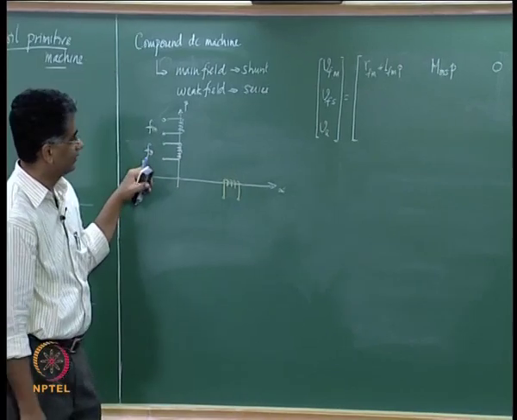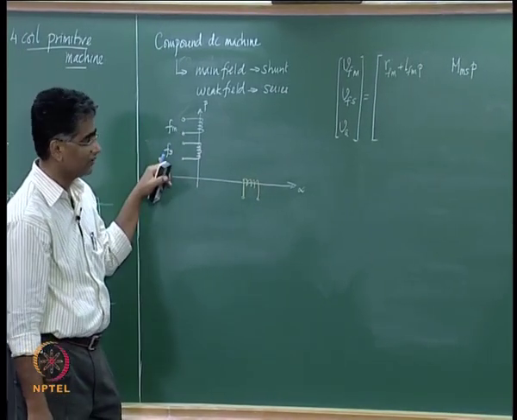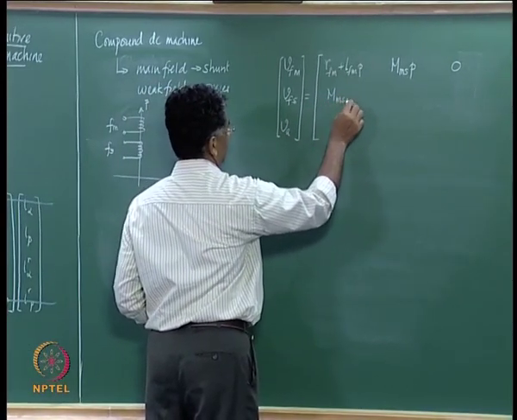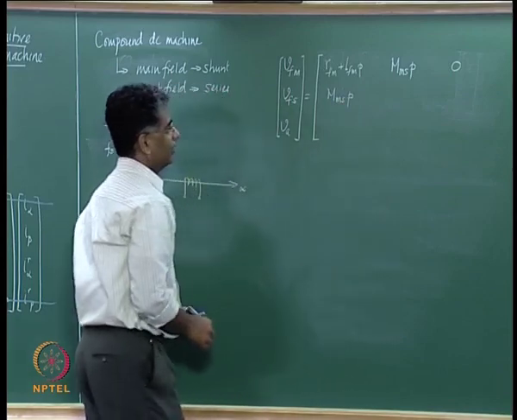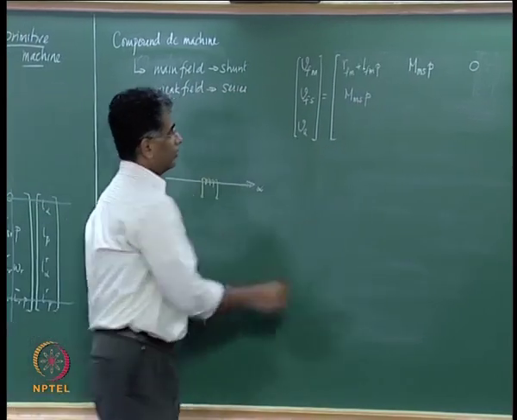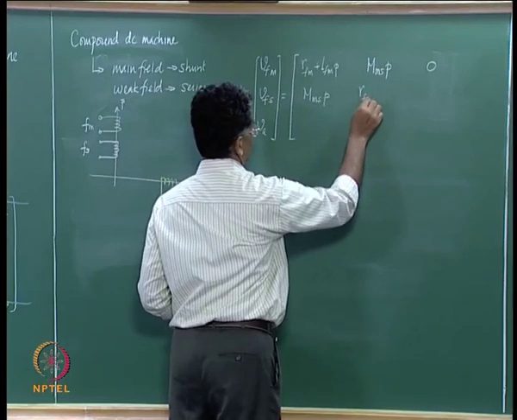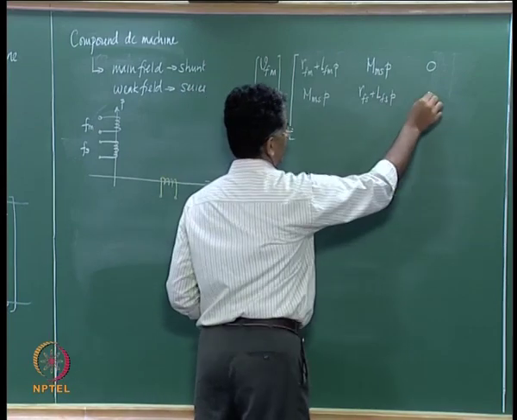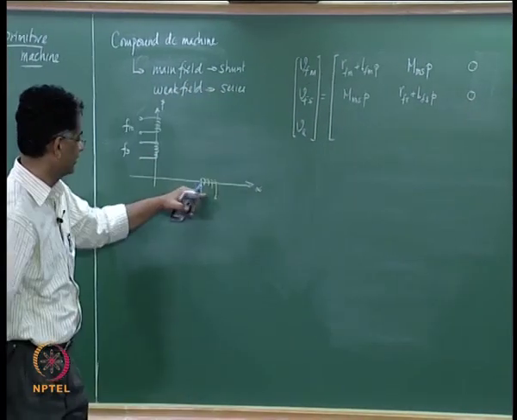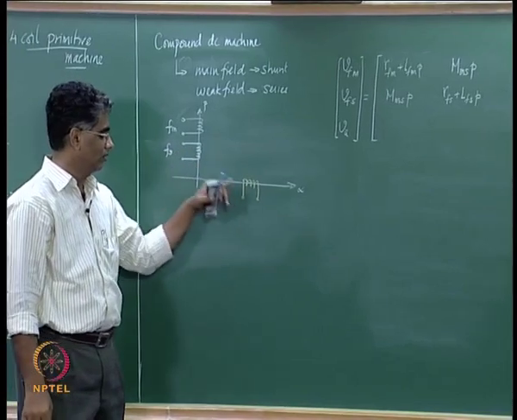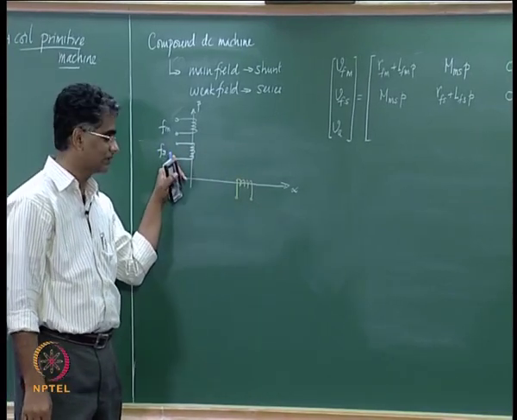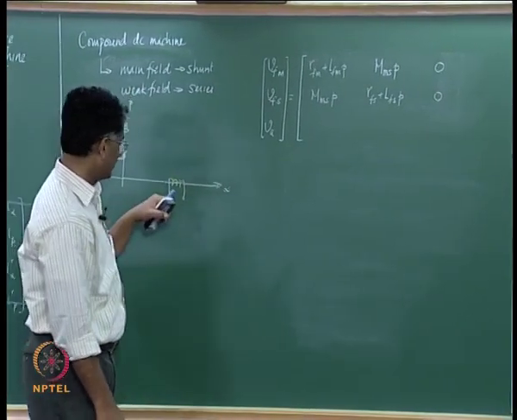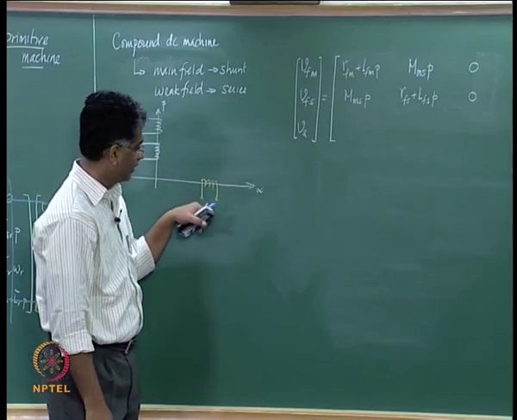If you look at the second row equation for VFS, VFS would have similarly M main and series field times P, and then you have RFS plus LFS P and 0 again, because this coil is at 90 degrees to this, so no speed EMF because this is fixed, and di by dt is not there because it is at 90 degrees. And then you write the equation for VA.